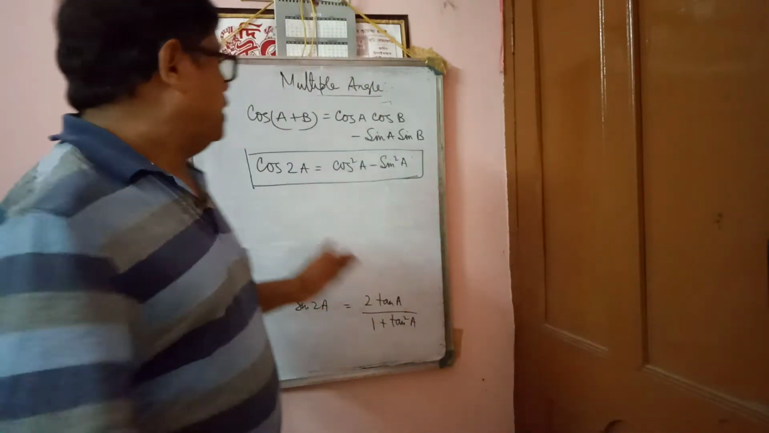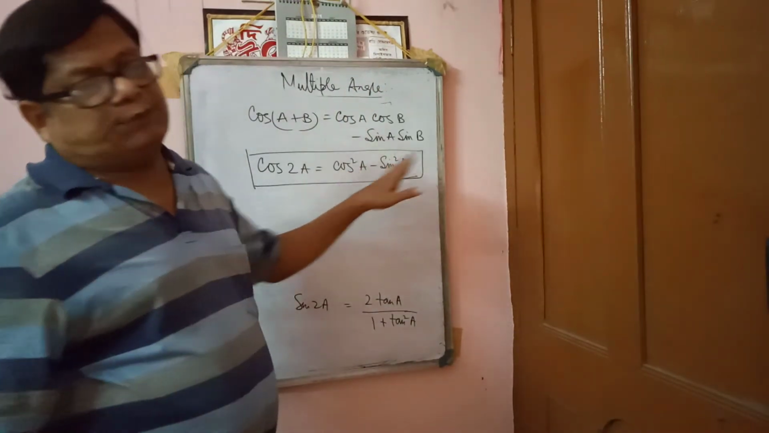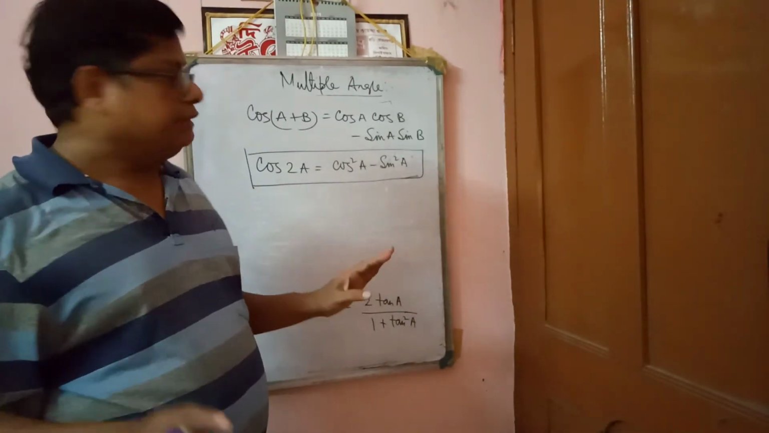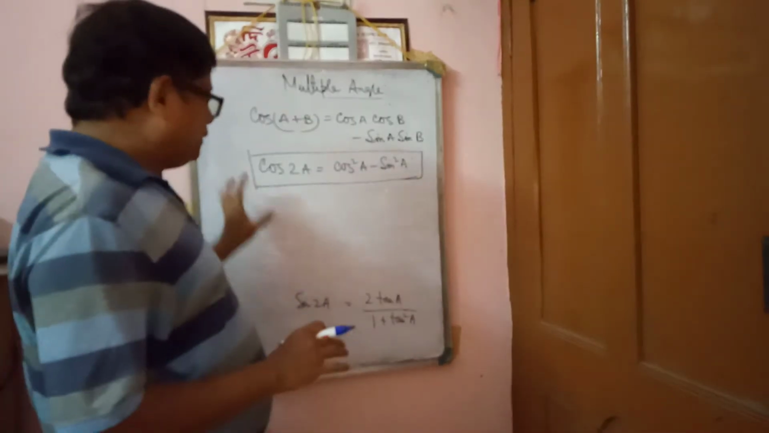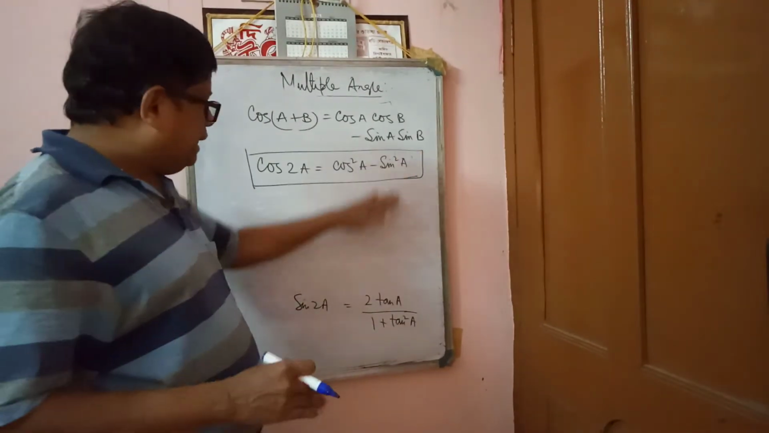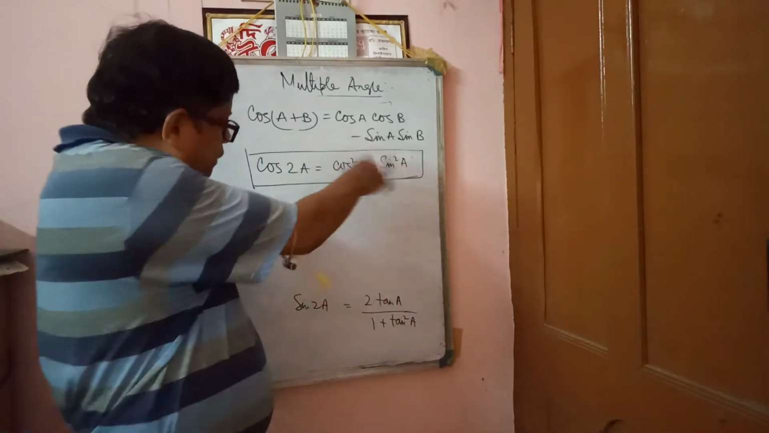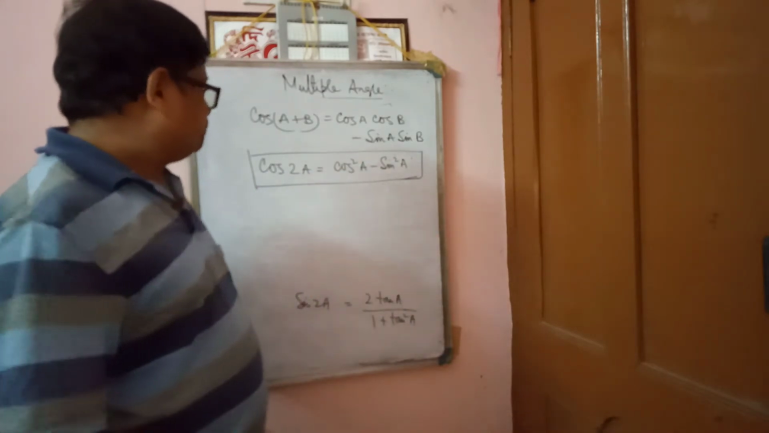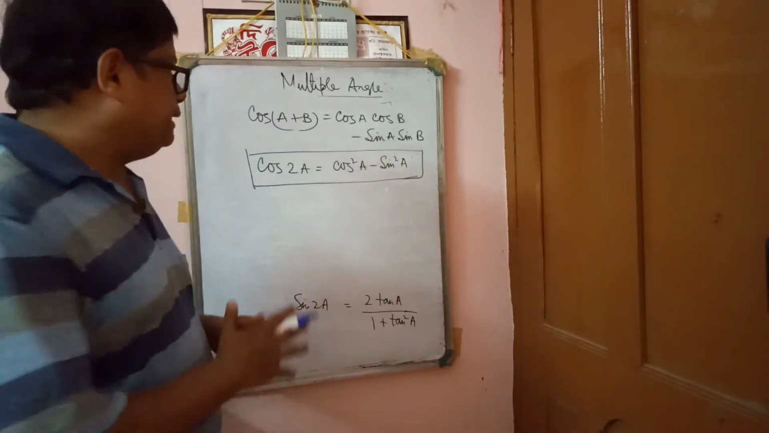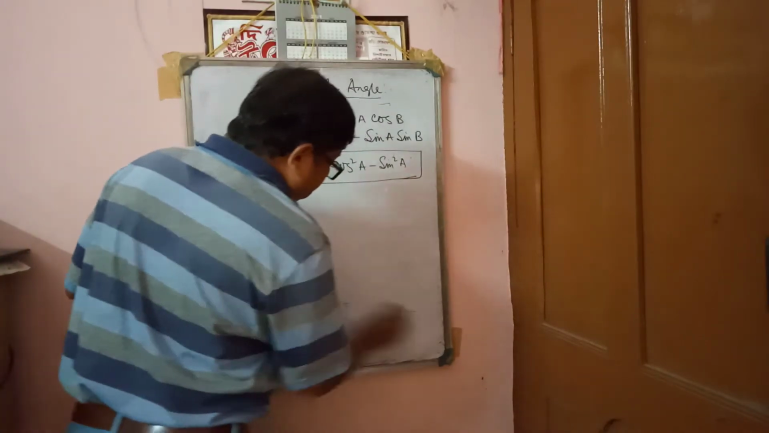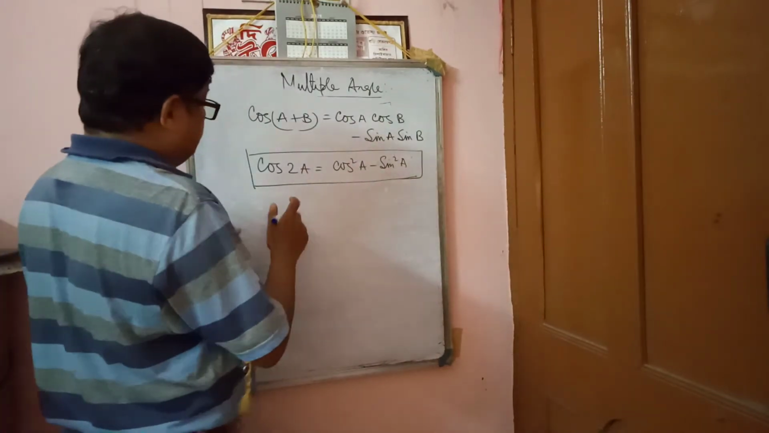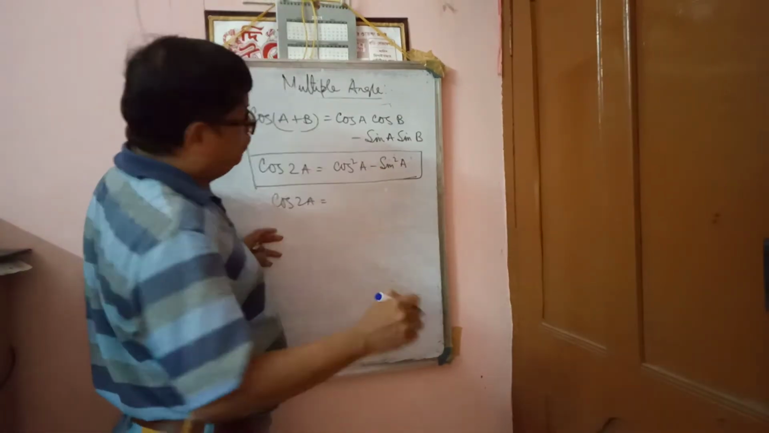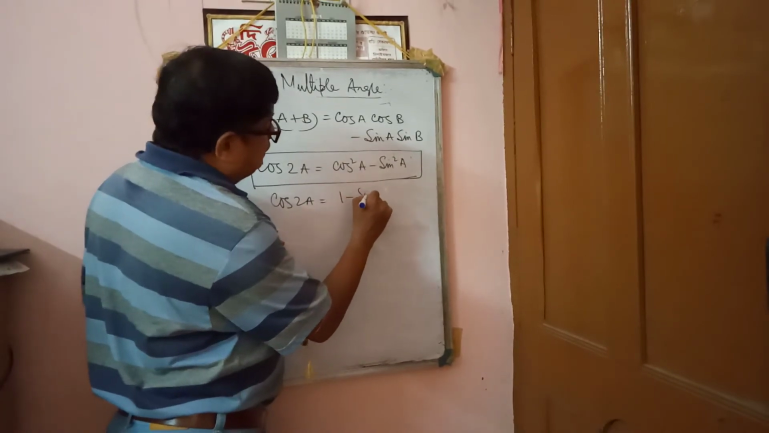If we change this one, suppose you have to convert cos in terms of sin, or sin into cos, then we get new formulas again. But you remember this part; from here you can automatically calculate the other formulas. Say cos 2A equals cos square A minus sin square A. Here cos square A you can write as 1 minus sin square A.